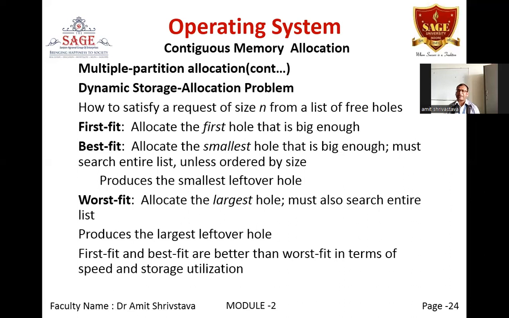But if I make use of the worst fit algorithm, it will use the largest hole. So I will allocate the 30 KB hole to this 15 KB process. So I will be left with 15 KB of free space from this hole, and this 15 KB can be large enough to hold another process. So this is the benefit of worst fit, and this is the disadvantage of best fit. Okay. Now, first fit and best fit are known to be better than worst fit in terms of speed and storage utilization.